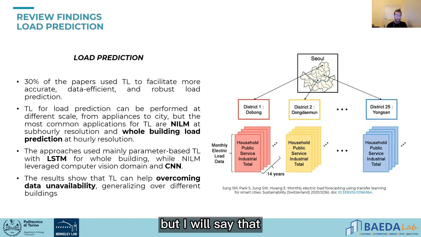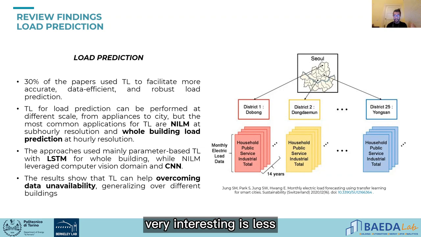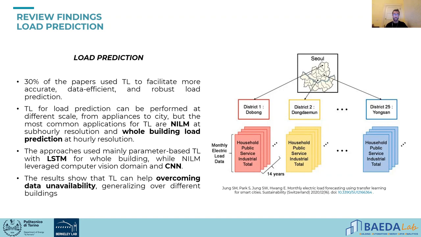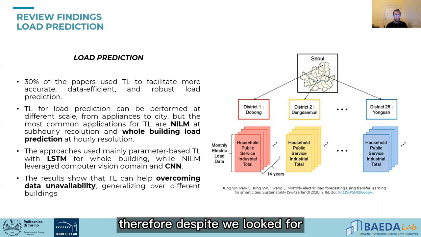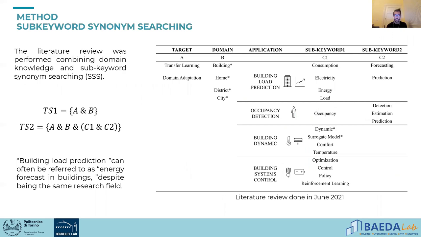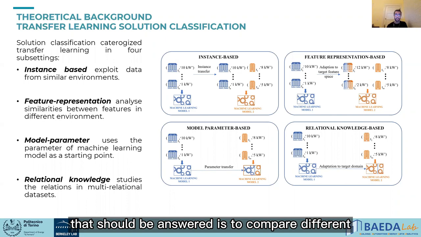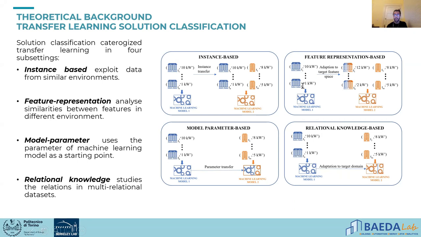But I would say that the application of machine learning in the building energy field, despite being very interesting, is less broad with respect to many other machine learning applications in general, such as computer vision. Therefore, despite looking for this kind of application, we didn't find any relevant literature during the review. But we have seen a similar application in the instance-based and feature-based approaches. However, it is hard to compare two papers based on different applications in terms of performance. That's why I think that a relevant research question that should be answered is to compare different kinds of transfer learning techniques on the same data set.